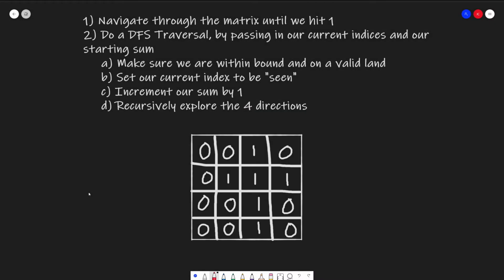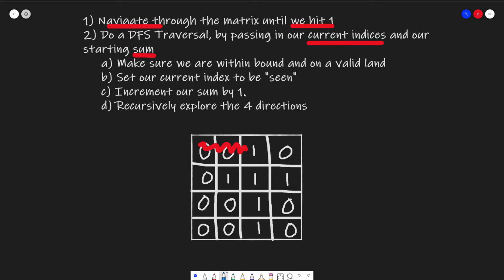We can essentially solve this problem in 6 steps. First, we'll navigate through our matrix until we hit 1. So we start in our top left corner. We just continue traversing our little ship until we hit land. And then once we hit land, we go to step 2, where we do a DFS traversal by passing in our current indices that we are at and our starting sum, which is 0.